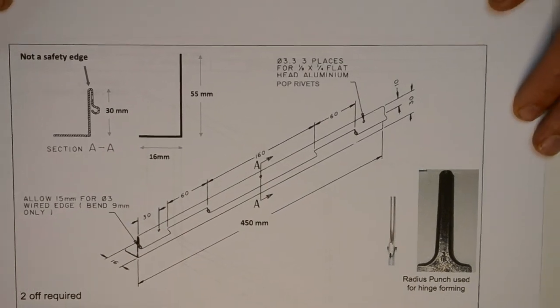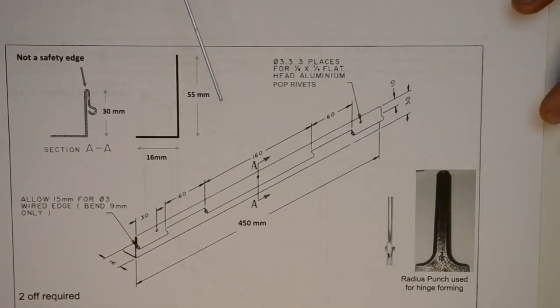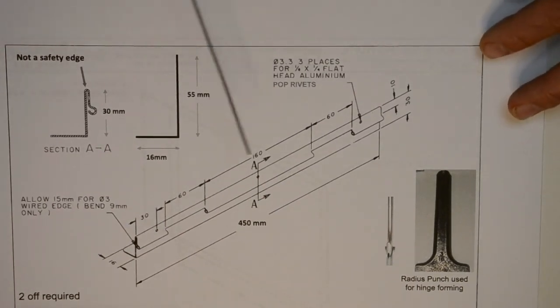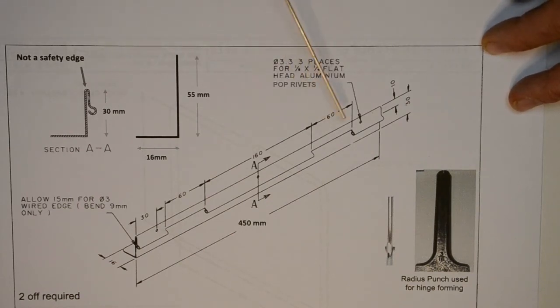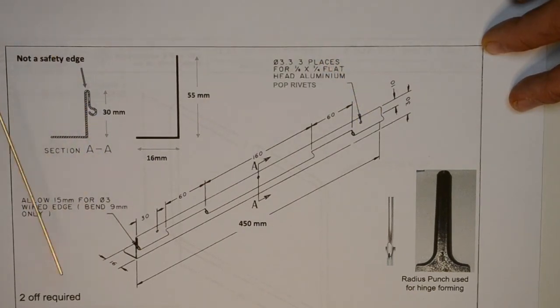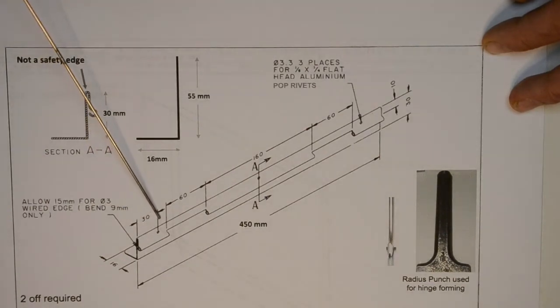We've also got some slightly more unusual marking out here, which is these holes that we have here. So we've got a leader here, it comes up and it tells us it's a diameter of 3.3 millimeters, and that the holes will be drilled in 3 places for aluminium pot rivets. You'll notice that there's no dimension to tell us where this goes. However, if we go down to the other end here, we can see that it is spaced at 30mm.